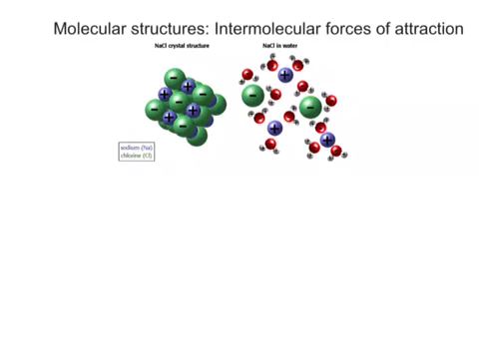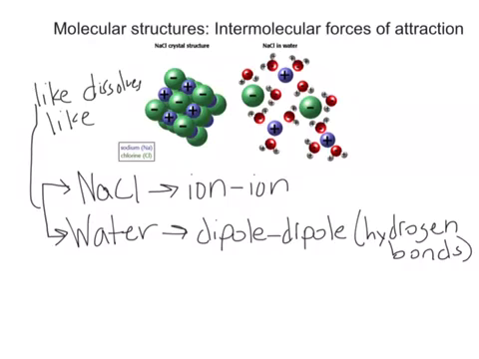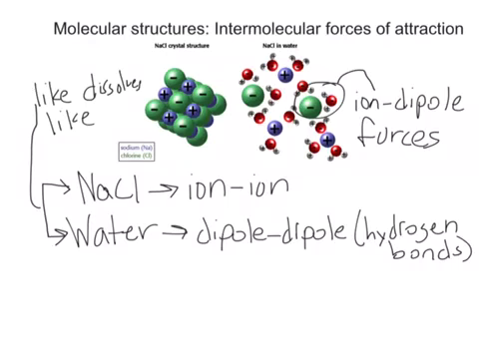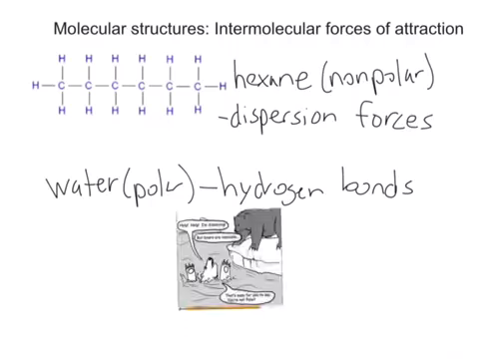For example, NaCl dissolves in water because it has ion-dipole forces. Hexane, C6H14, is a nonpolar molecule, so it has a very low solubility in water. Different solutes have different solubility based on the strength of the solvent-solute IMFOAs that form.